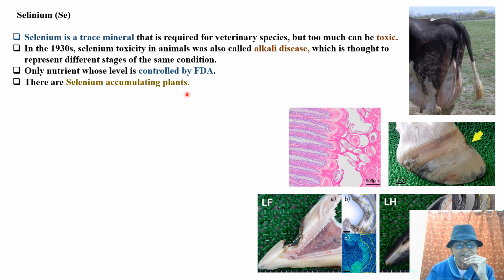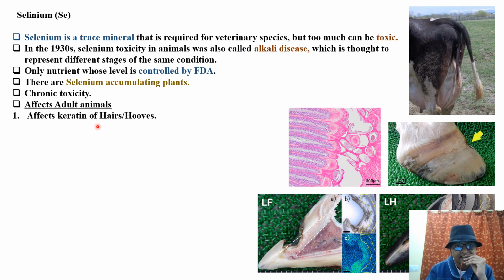Even though this mineral is water soluble, in the case of plants what is happening? It is accumulating. Accumulation is taking place in the plants. It also causes chronic toxicity and acute toxicity. We'll learn in detail the effects of selenium toxicity in adult animals.